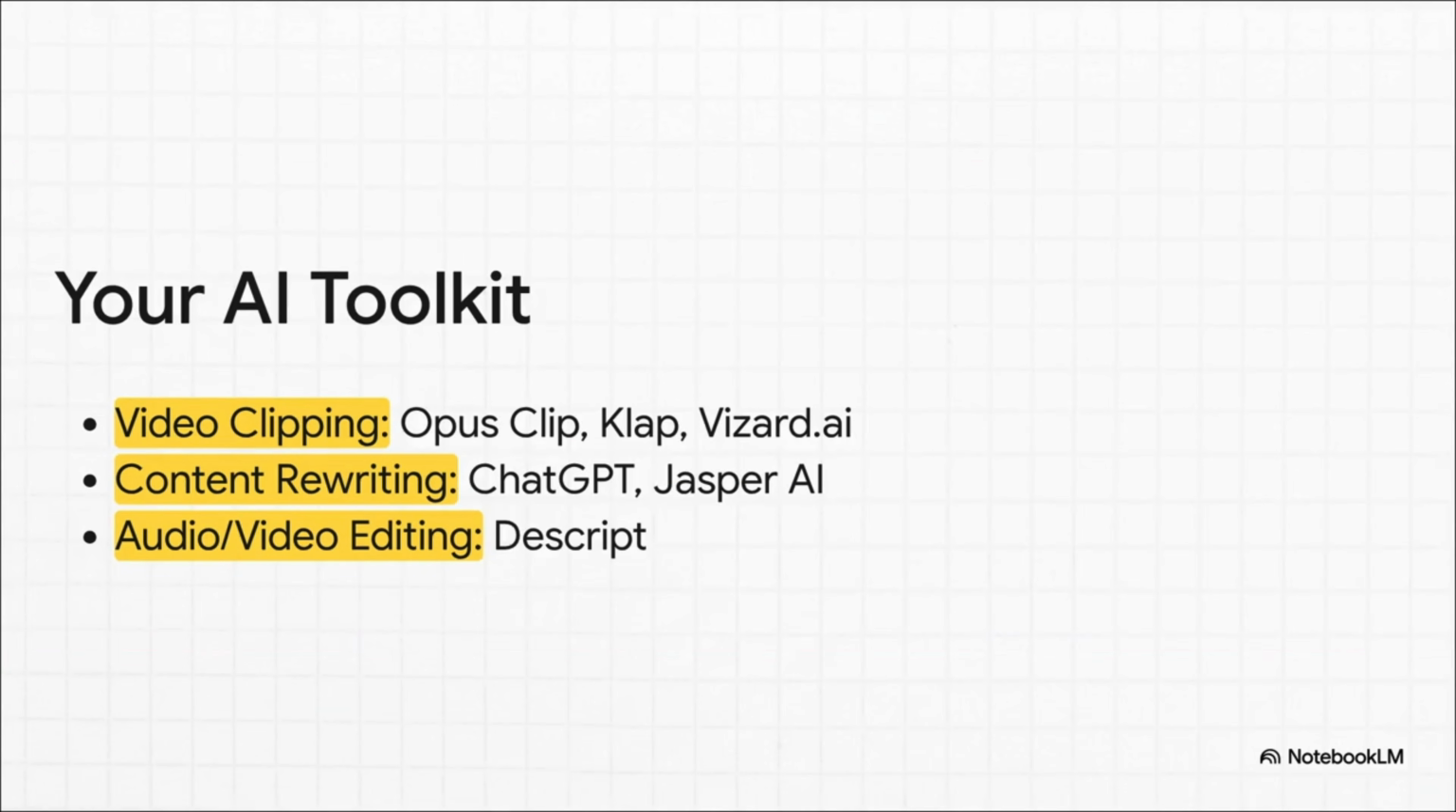And here's the best part. You don't have to do all this grunt work manually anymore. This new wave of AI tools can automate like 80% of this repurposing work. Tools like Opus Clip can literally watch your long video and automatically pull out the best, most viral moments and turn them into short clips. ChatGPT can rewrite your video transcript into a perfect blog post. It's like having a whole production team living inside your web browser.